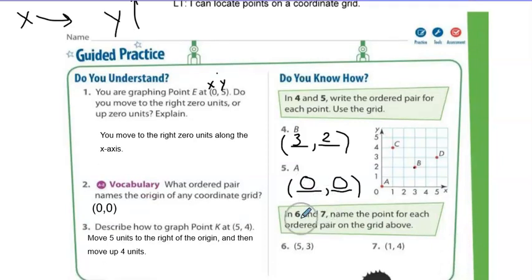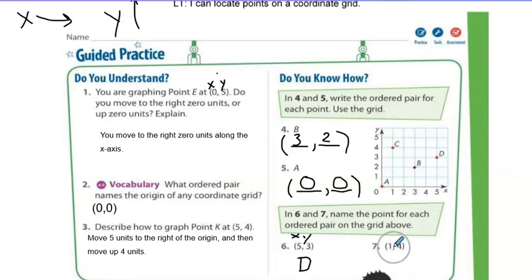So now for numbers 6 and 7, we're going to find the letter that matches the ordered pair. So remember, 5 is going to be the X, 3 is going to be the Y. Okay, so 5, if I were to go over 5, remember, it's over, then up. So if I go over 5, and then I'm going to go up 3, so here's 5, 1, 2, 3. So D, it's hovering right above 5 on the x-axis and right across from 3 on the y-axis. So the point for 5, 3 is D.